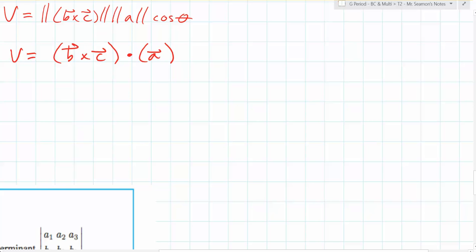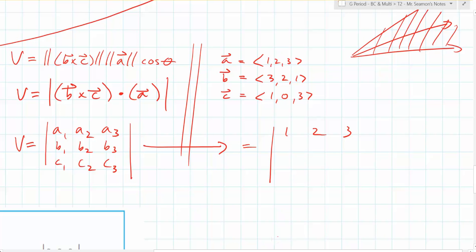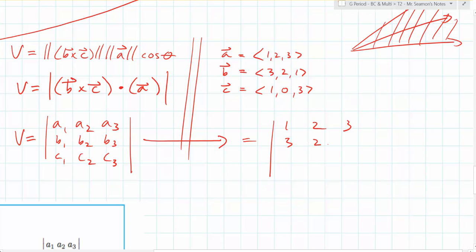What is B cross C? A vector, right? It's the magnitude of this vector times the magnitude of this vector times cosine theta. So what is this? This is the dot product of two vectors. And I got to put a little hat across this. There we go. What's the B vector? 3, 2, 1, 1, 0, 3.